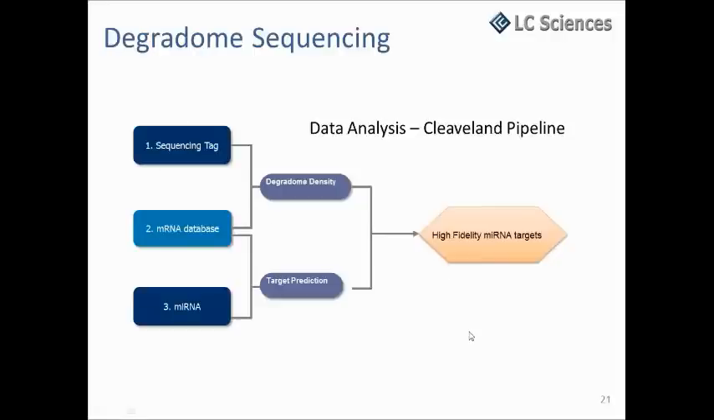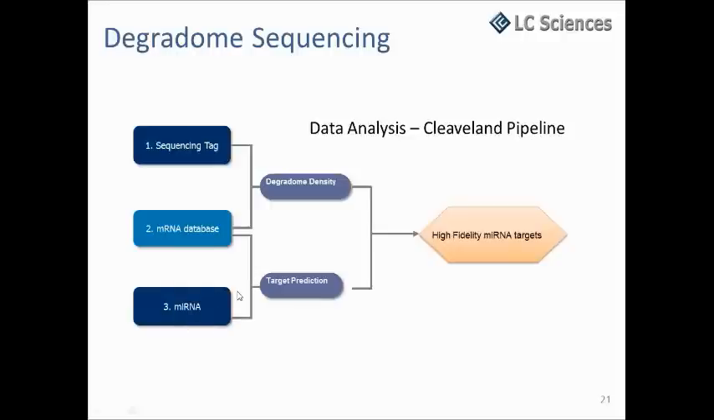So the data analysis flowchart goes like this. First we use the degradome sequencing to identify the sequencing tags, which are the 5' ends of degraded messenger RNA. Then we map these sequencing tags, the sequencing reads, to the messenger RNA database, to identify what these fragments come from, and try to identify what these messenger RNAs are. And then the microRNAs come either from the microRNA sequencing or from miRBase or another microRNA database.